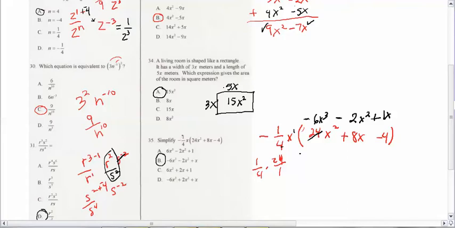So when you're multiplying with a fraction, and it's 1/4, you're really dividing. 4 will go into 24 6 times. 4 will go into 8 2 times. 4 will go into 4 one time. And then make sure you take care of the signs and the exponents on the variable.